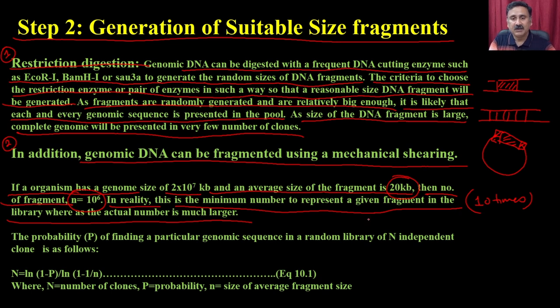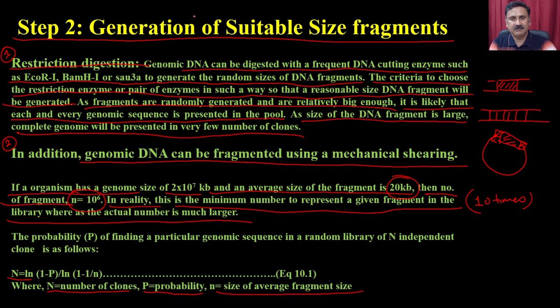So the probability of finding a particular genomic sequence in a random library of N independent clones is N = ln(1 − P) / ln(1 − 1/n), where N is the number of clones you have in the genomic library, P is the probability of finding a fragment in the genomic library, and n is the size of the average fragment. You can use this formula to calculate how many clones you should generate, and that is going to increase your probability of finding your gene in a genomic library.